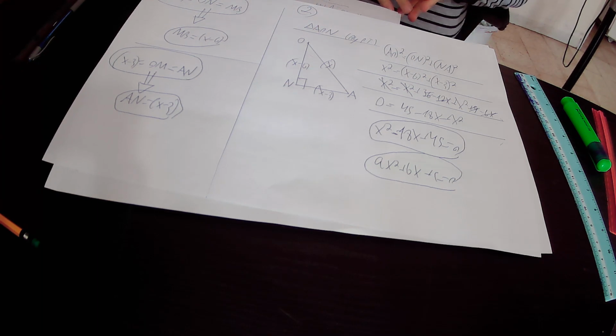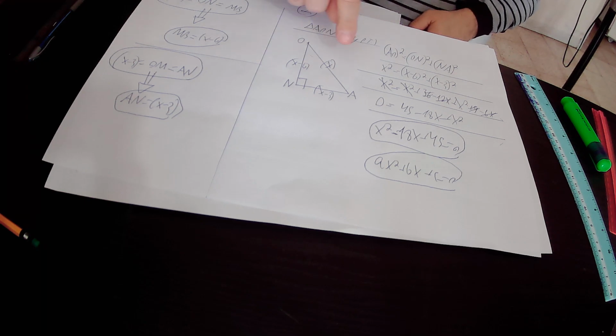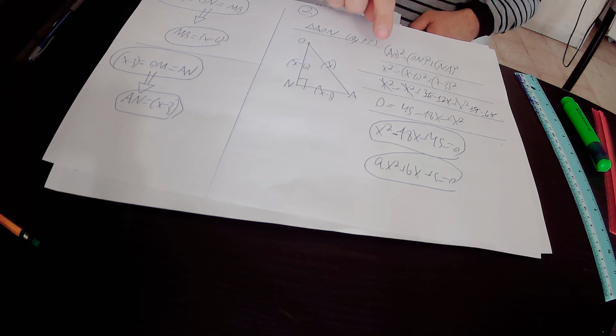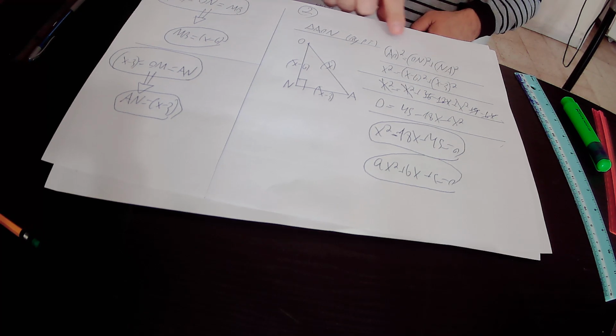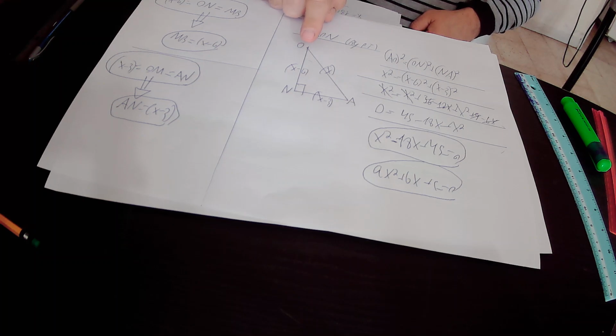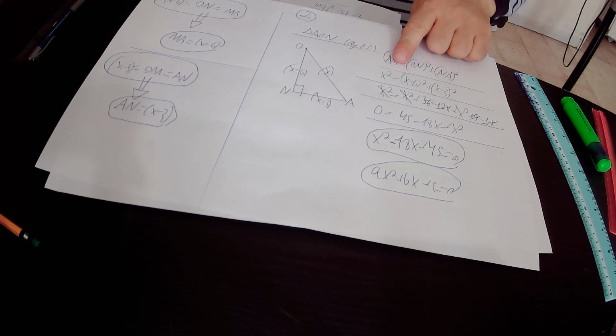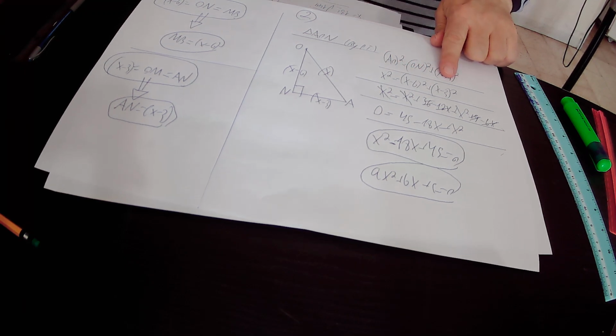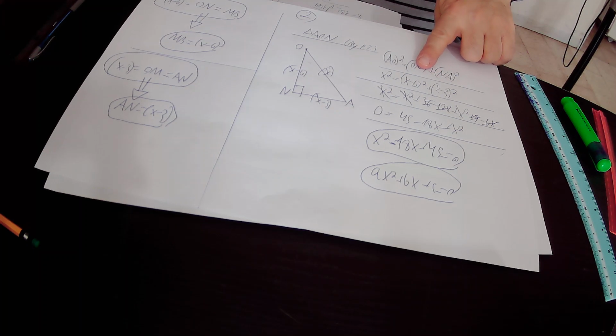In the right triangle AON, AO squared equals ON squared plus NA squared according to the Pythagorean theorem. AO is x, therefore AO squared is x squared, and it is equal to ON squared. ON is x minus 6, therefore ON squared is (x minus 6) squared, plus AN squared. AN is x minus 3, therefore AN squared is (x minus 3) squared. So in conclusion, we found out that x squared equals (x minus 6) squared plus (x minus 3) squared. So we opened the brackets on this side of the equation and found out that x squared equals x minus 6 squared.